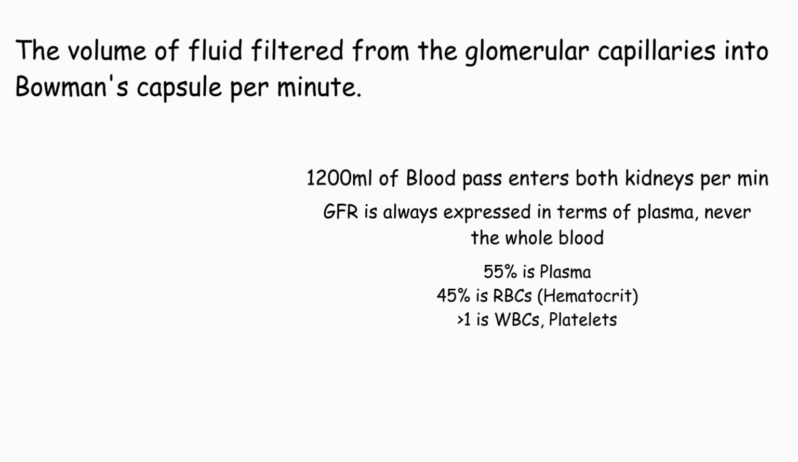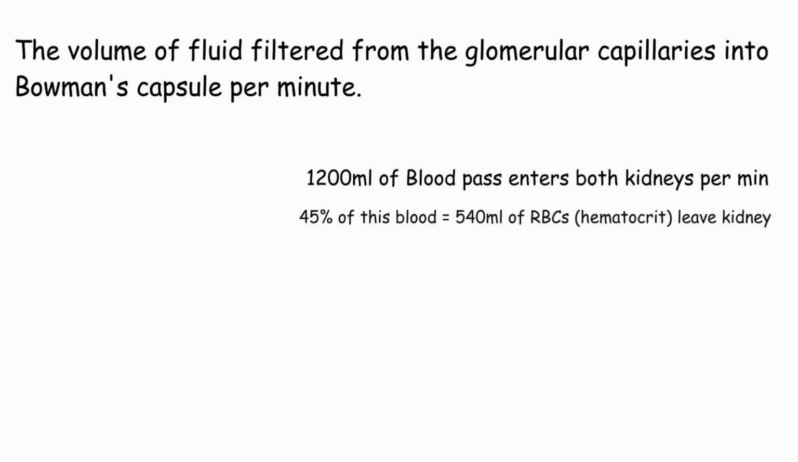About 45% of blood consists of red blood cells, and this fraction, or percentage, of blood volume occupied by red blood cells is called hematocrit. Less than 1% of blood is white blood cells and platelets. In case of 1,200 milliliters of blood, approximately 45% of this blood consists of about 540 milliliters of red blood cells that will leave the kidney per minute because cells can't be filtered. Here we consider red blood cells because white blood cells and platelets are excluded, as their combined volume is negligible in comparison to the RBC mass.